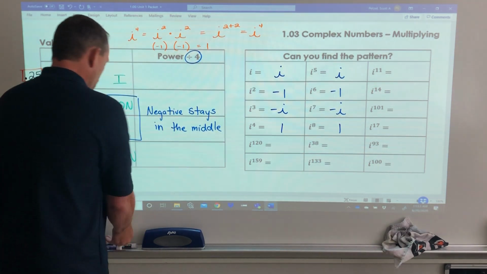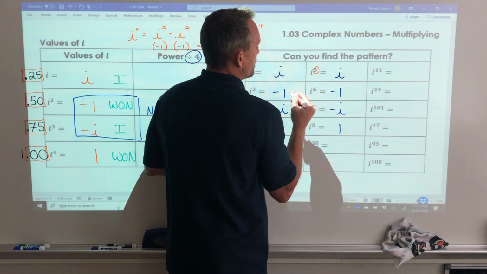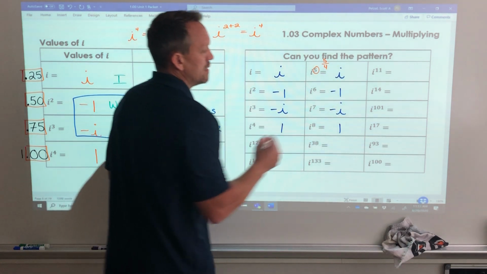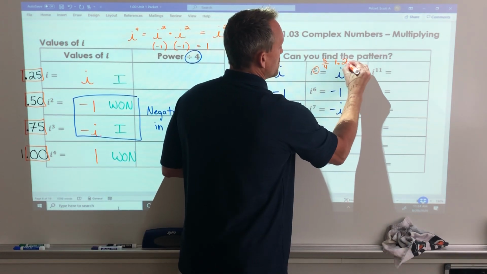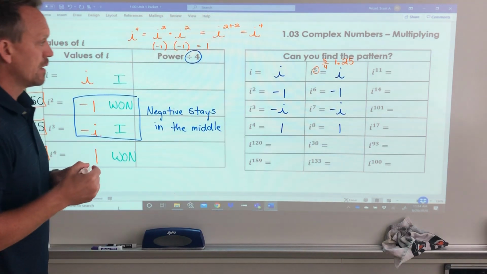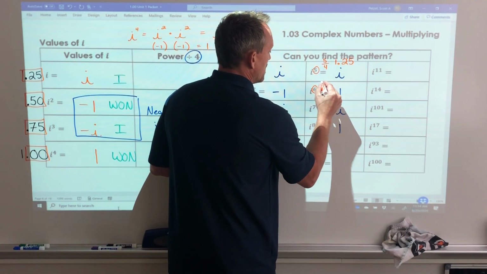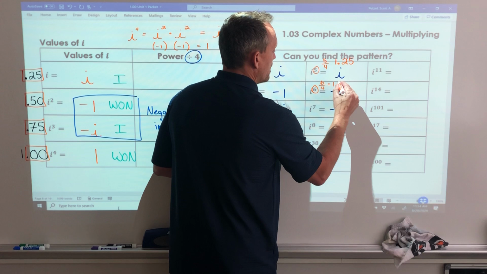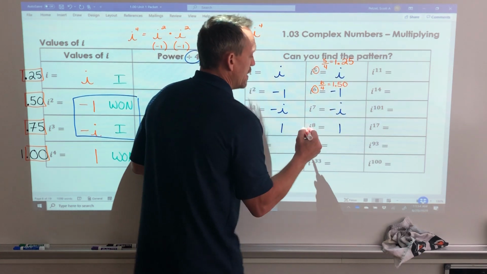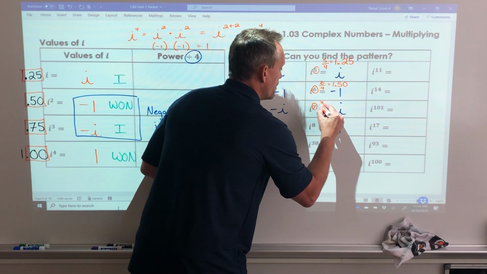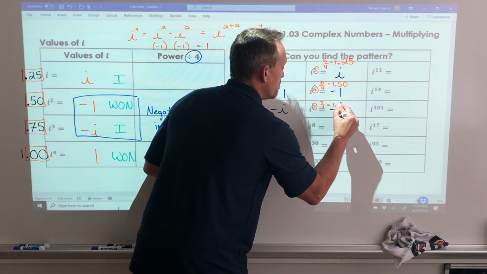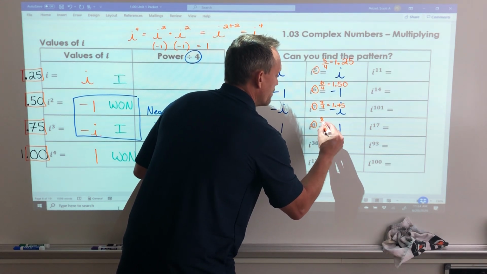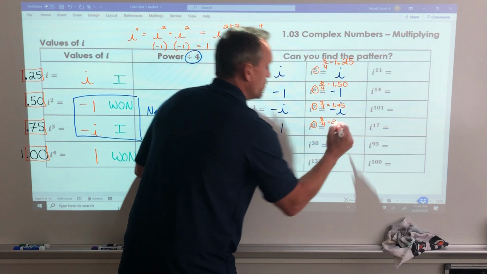So if I used this number and divided 5 by 4, I would end up with 1.25. If I took 6 divided by 4, I would get 1.50. If I took 7 and divided it by 4, I would get 1.75. If I took 8 and divided by 4, I would get simply 2.